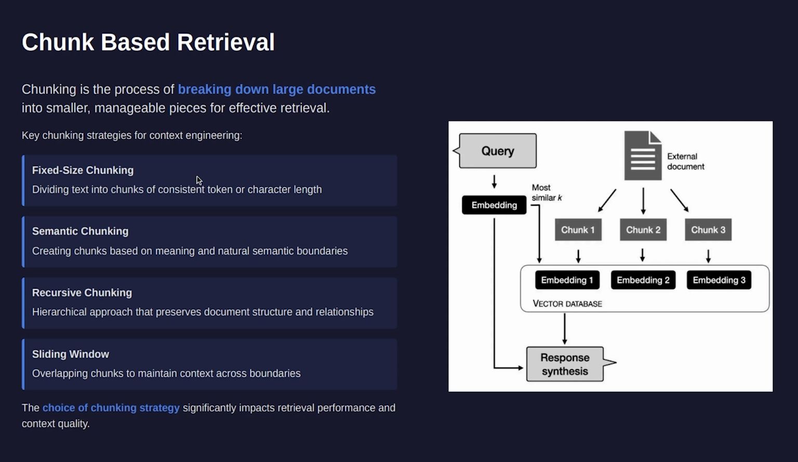So when a new input prompt comes, the model will be able to get the relevant documents. So you have fixed size chunking, which is the simplest one. You split your documents up to specific length chunks. You have semantic chunking, which splits the document based on meaning and natural semantics. You have recursive chunking that preserves the structure of the document and the relationships between the different chunks. And you also have sliding window, which creates chunks that are overlapping.